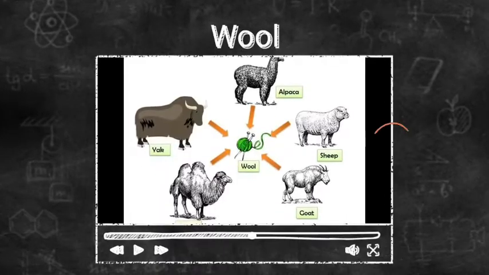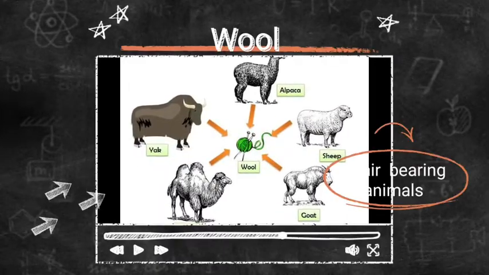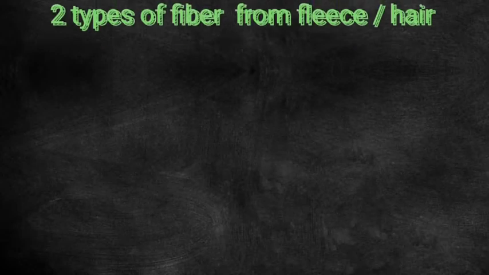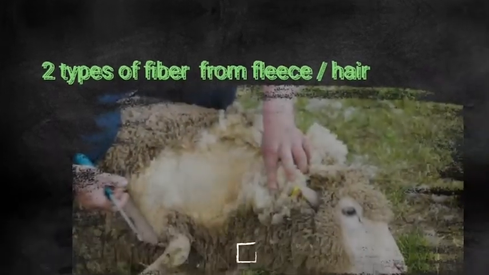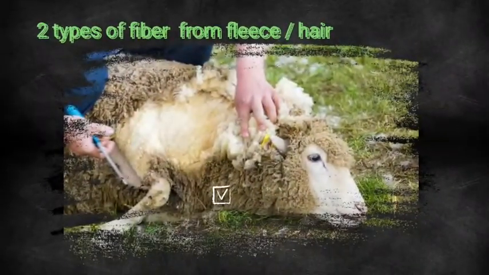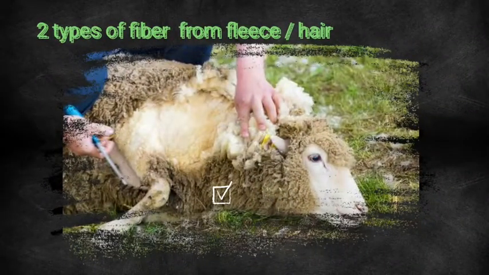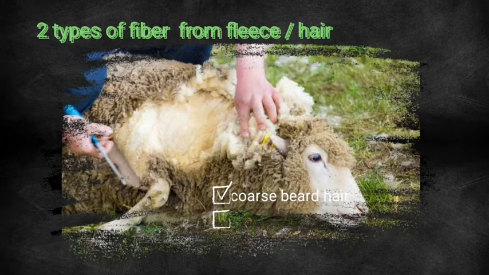The wool comes from sheep, goat, yak, and other hair-bearing animals. The hairy skin of the sheep has two types of fibers that form its fleece: coarse beard hair, and fine soft underhair close to the skin. The fine hairs provide the fibers for making wool.